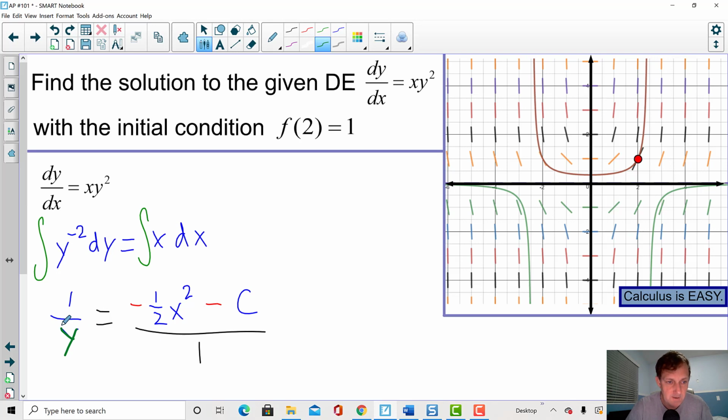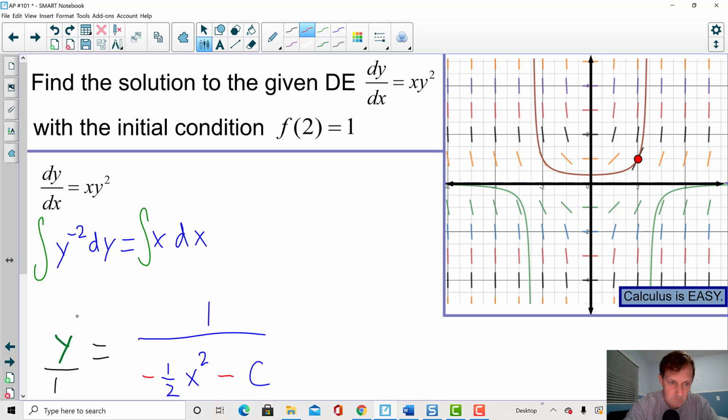Right now I have 1 over y, but I need y over 1 because I'm trying to solve for y. Okay, y divided by 1 is just y. And now I'm basically done, except I just need to solve for the c over here.